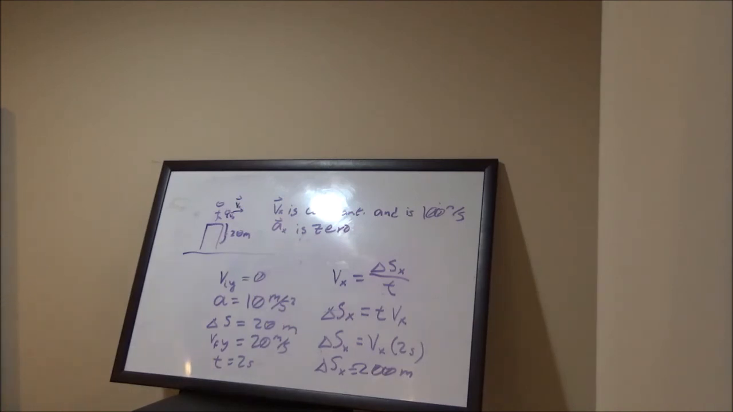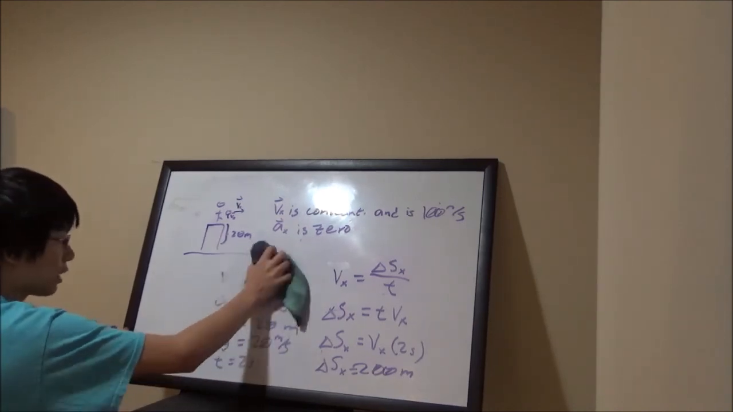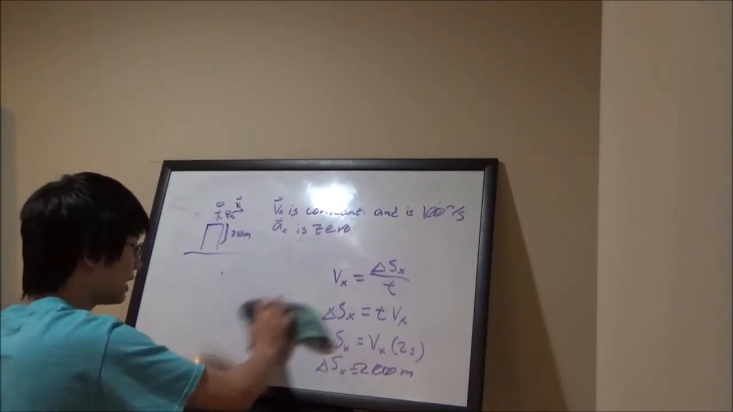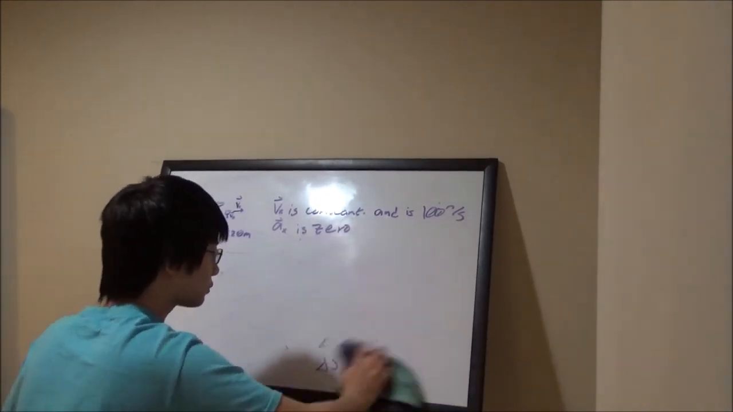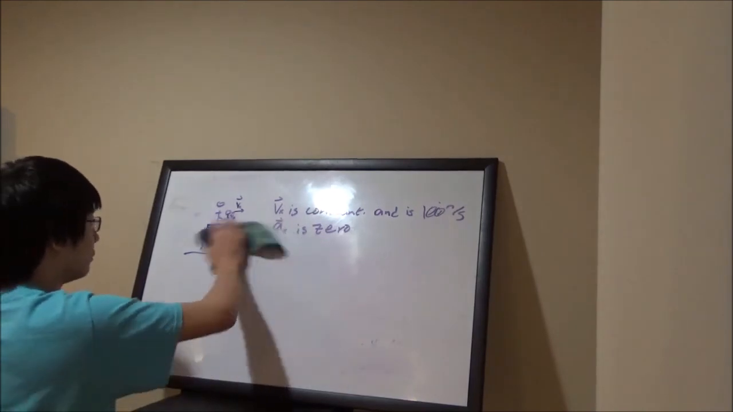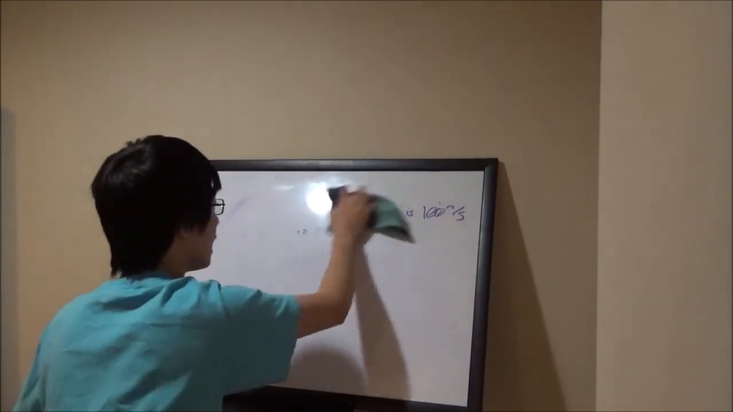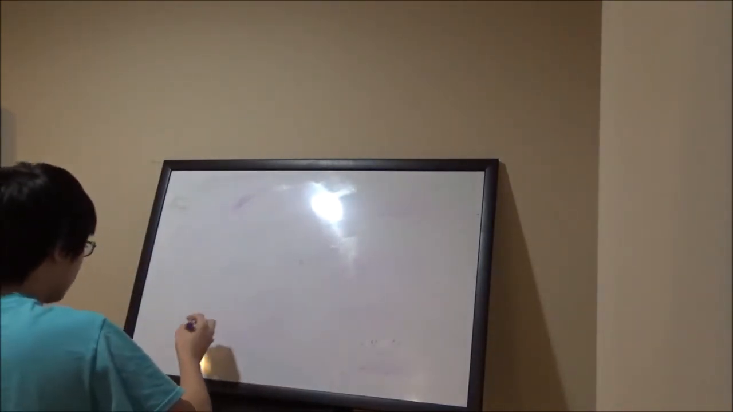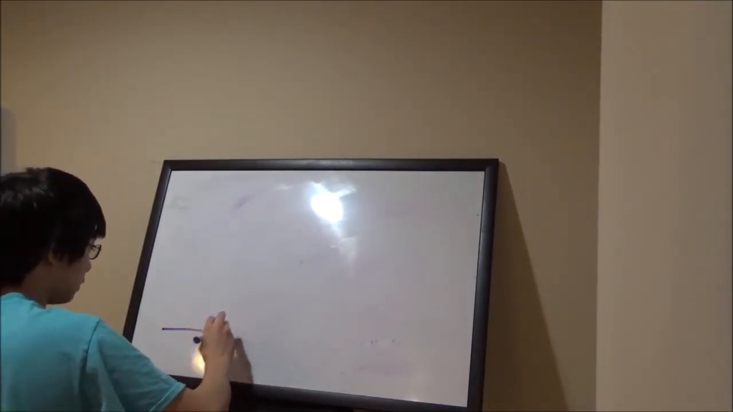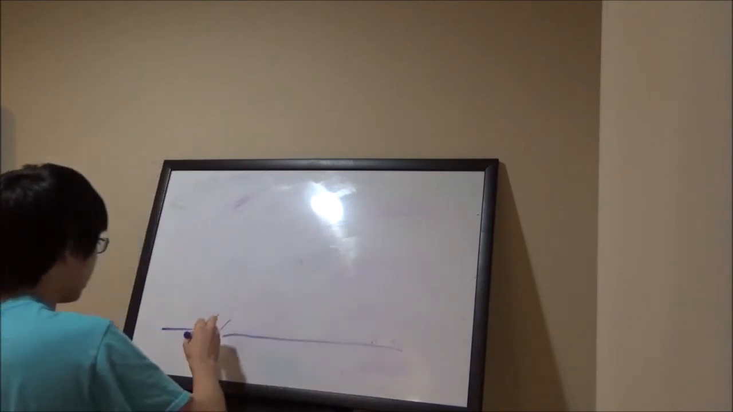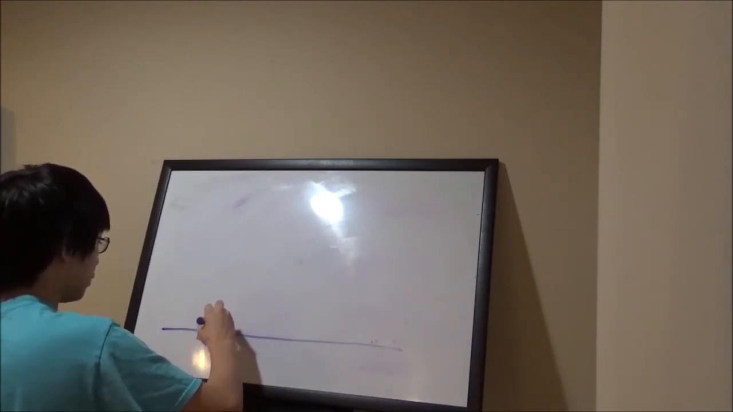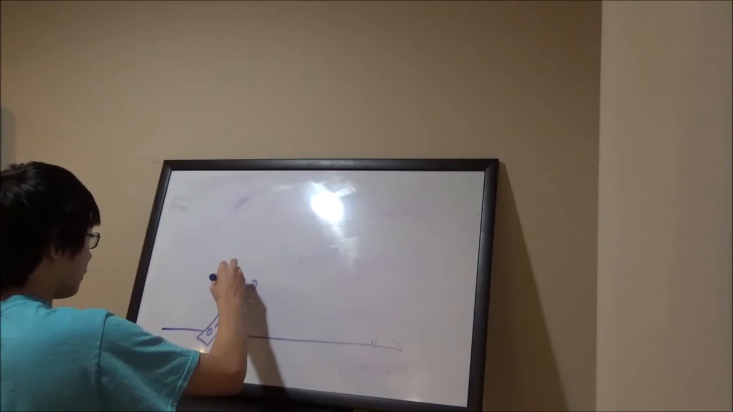Alright, so the next thing I'm going to talk about is projectile motion. So let's say what I actually do is I have a cannon on the ground. Here's the ground, here's my cannon. And I'm going to fire a ball, and I'm going to fire at some initial velocity v.